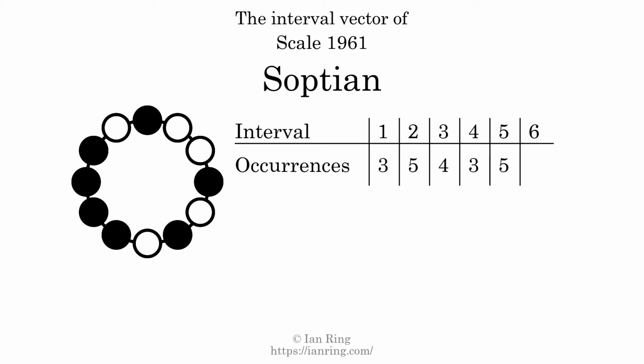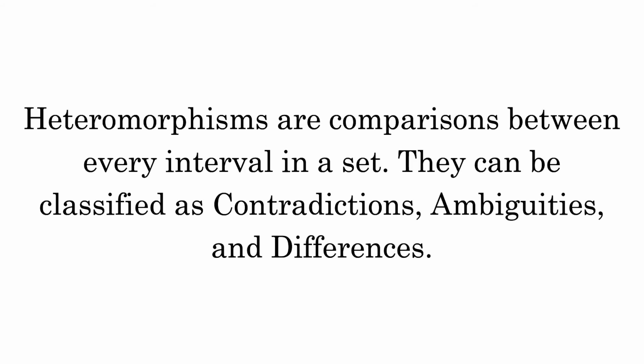There are 5 intervals with the size of 5 semitones. They are here, here, here, here, and here. There is 1 interval with a size of 6 semitones. It is here. Each interval does not appear in this scale a unique number of times, so this is not a deep scale. Heteromorphisms are comparisons between every interval in a set.